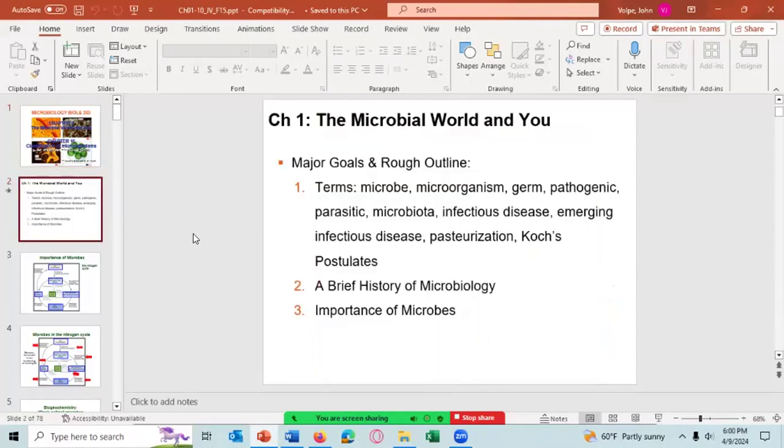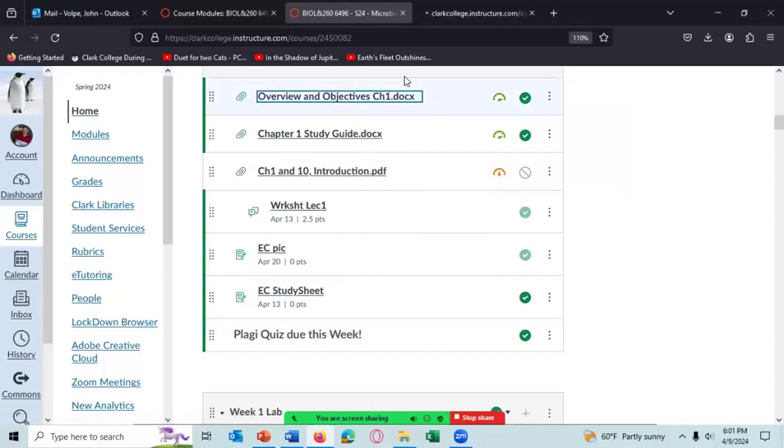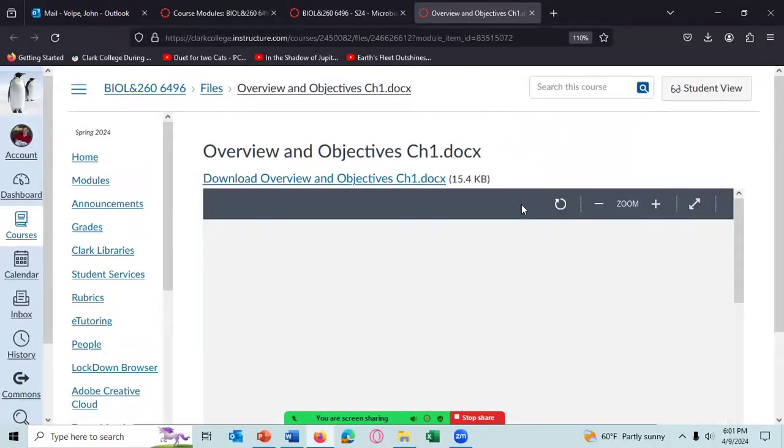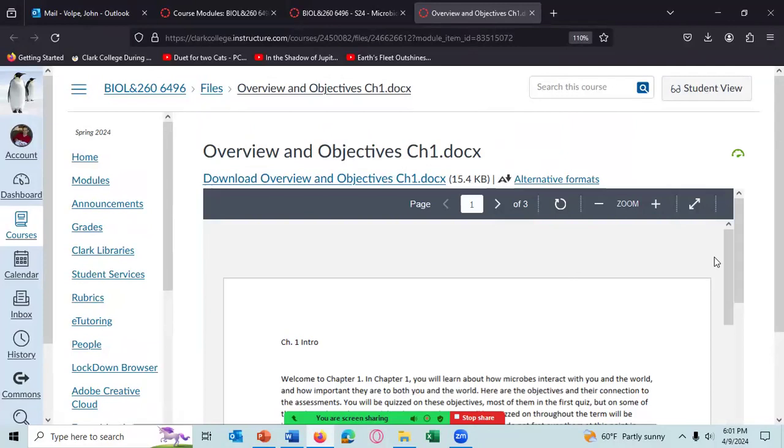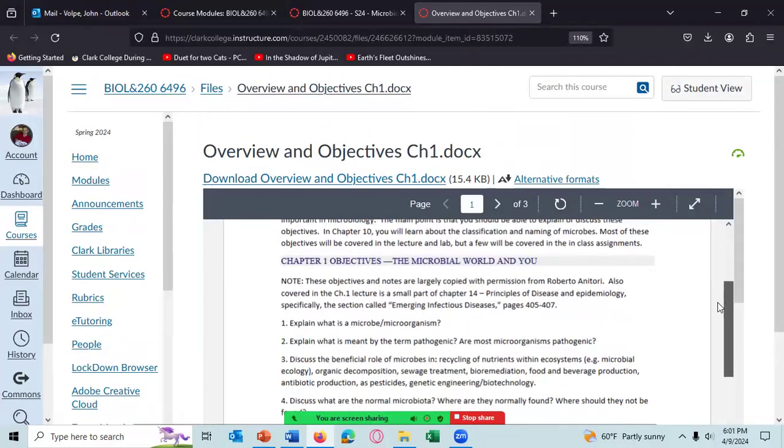Generally, I'll have the first slide giving you the major goals and the rough outline. The major goals are the major objectives. For all of the objectives, you need to come and take a look at the objectives for all of them. So I only give you the main ones.